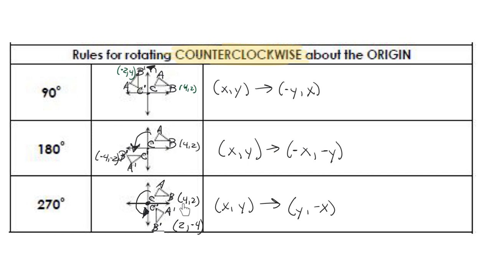From what I have, the X is 4, the Y is 2. So now the Y goes first. So right here, 2, comma, and then make the original X negative here. And that is where I can find this point.